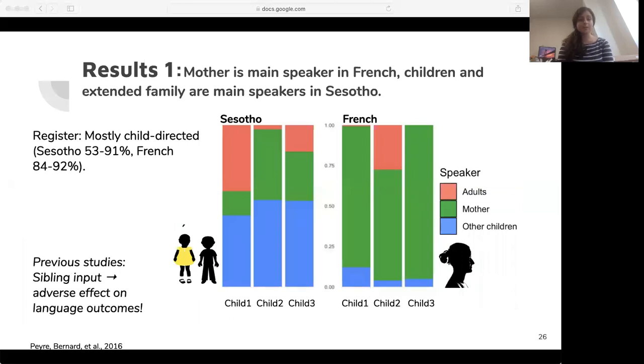Once we annotated the corpora and prepared them, the results of the first question show that the input composition is different. As we can see in the graph, with the 3 children on the x-axis and the proportion of input per speaker on the y-axis, other child speech is blue, maternal speech is green, and other adult speech is red. The mother is the main speaker in French, but other children are the main speakers in Sesotho. This result is extremely interesting, given that in previous studies, sibling input seems to have an adverse effect on language outcomes. However, cultures are similar in that all children hear a lot of child-directed speech, ranging from 53 to 91% in Sesotho and 84 to 92% in French.